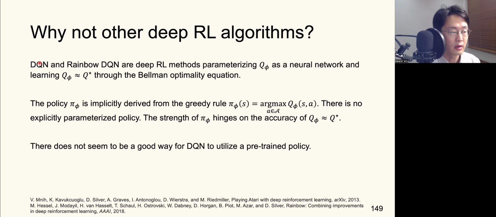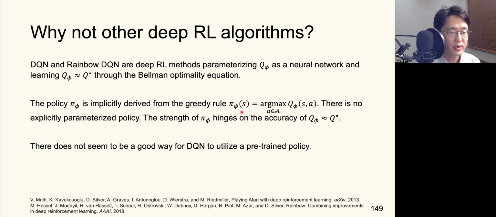So in comparison, DQN or Rainbow DQN, these are very popular deep RL methods, but these work by parameterizing the Q function as a neural network and learning the Q function by trying to fit the Bellman optimality equation. Once the Q function is learned, the policy, which we denote as pi phi, is implicitly derived through the greedy rule. Given the Q function, we find the action that maximizes the Q function, and we have the policy choose that action. There's no explicitly parameterized policy in DQN.